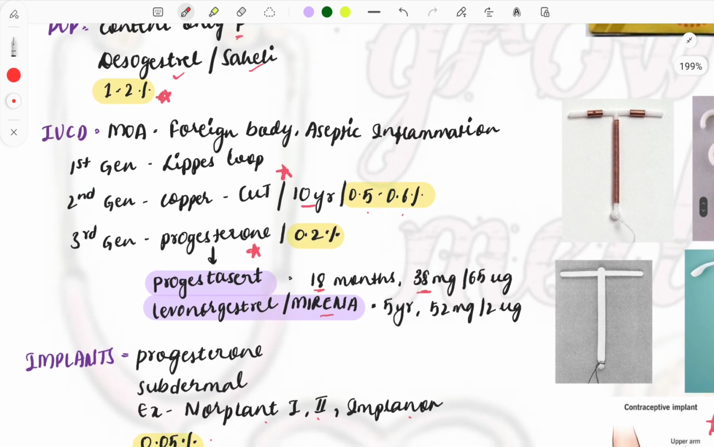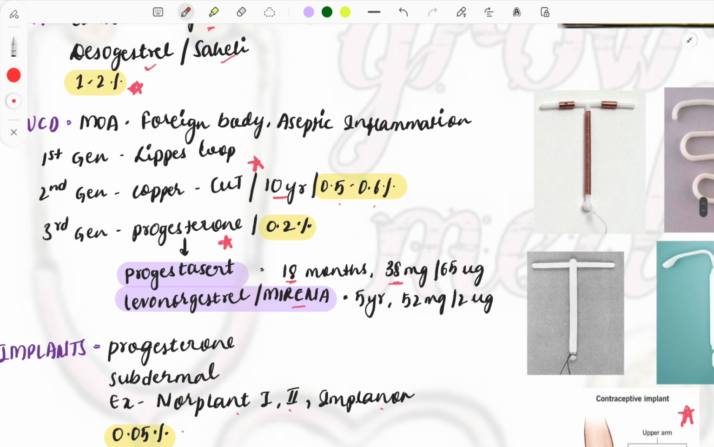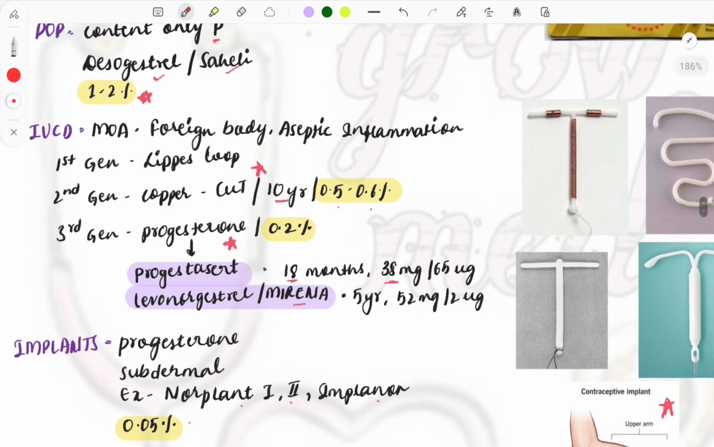So IUDs may be classified into various generations, first, second, and third, and we will be using now the third generation, the copper T. So questions have been repeatedly asked on the copper T, so do look at the things regarding this copper T.